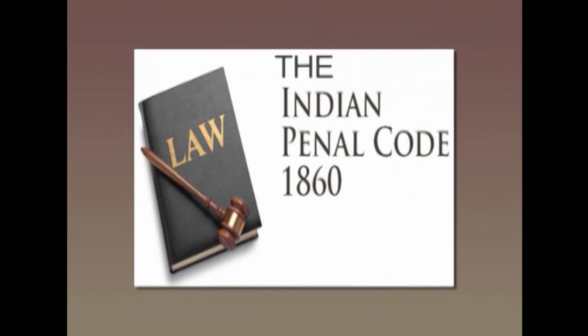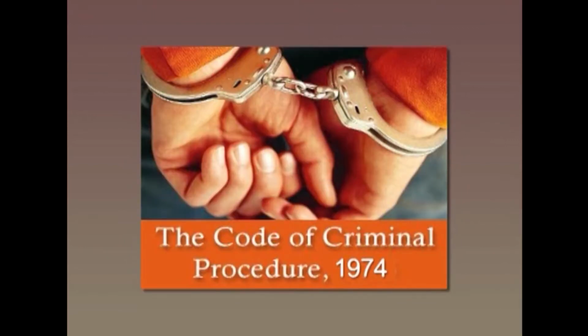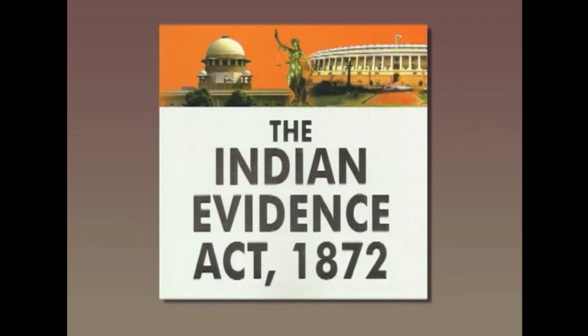The law relating to criminal justice system is spread over several statutes, but the important legislations are also known as the criminal major acts, which are the Indian Penal Code 1860, the Criminal Procedure Code 1974 and the Indian Evidence Act 1872.